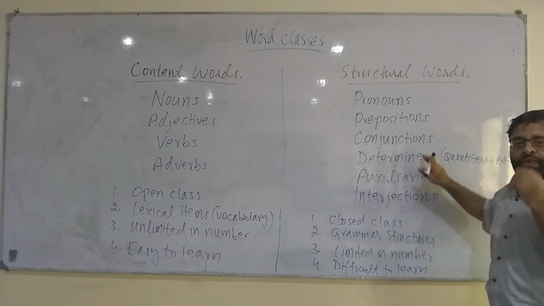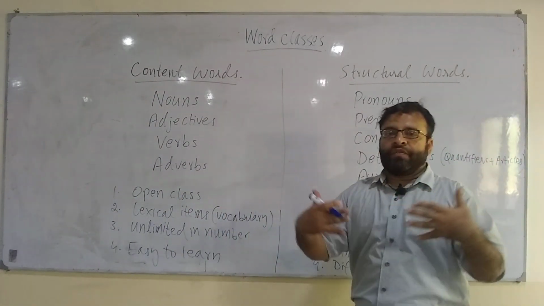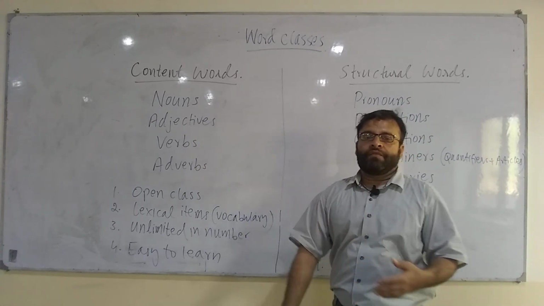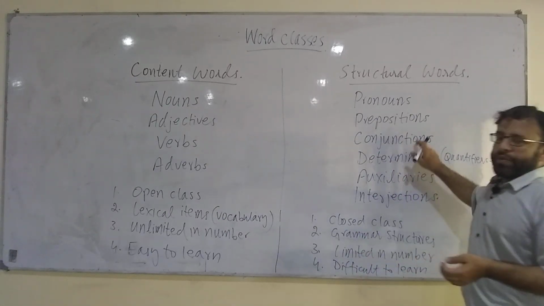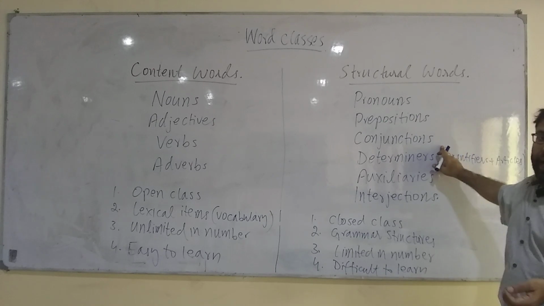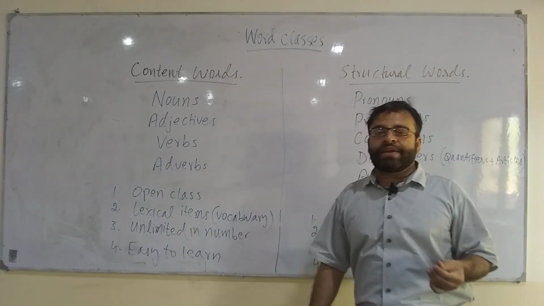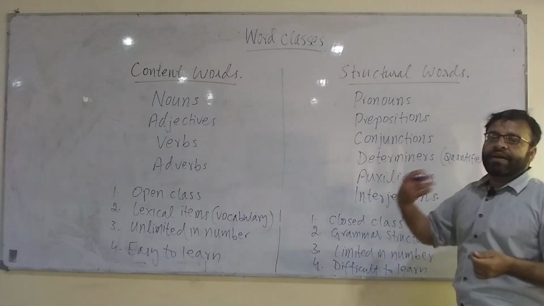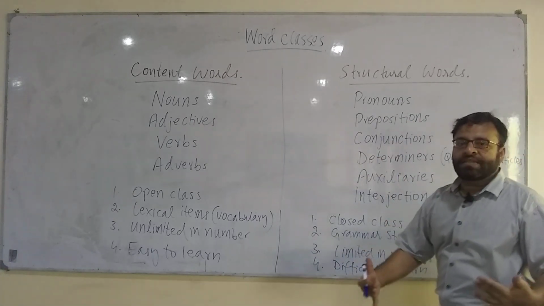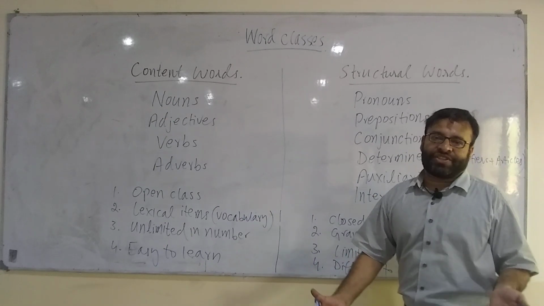Conjunctions are the words which are used to link phrases and clauses. For example, I didn't go to school yesterday because I wasn't well. I stayed at home, but my brother attended the class. So but and because are conjunctions. Conjunctions have two main types: coordinating conjunctions and subordinating conjunctions.